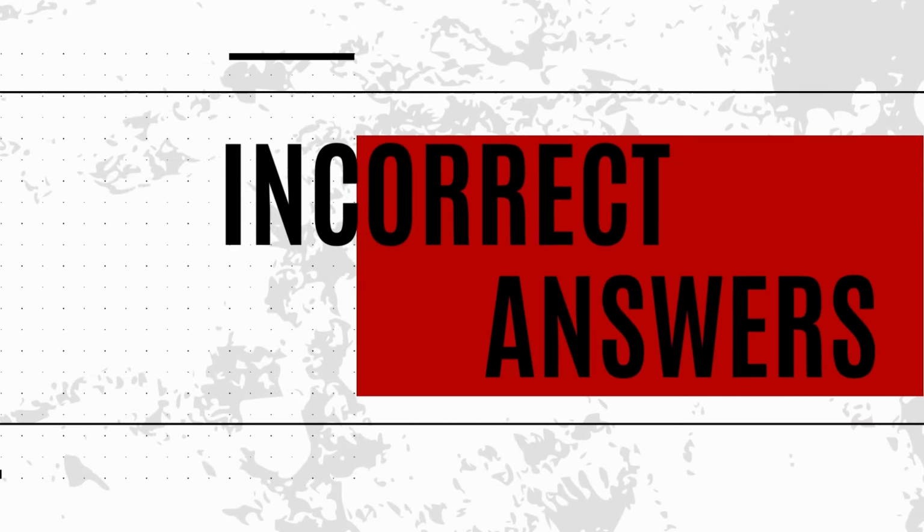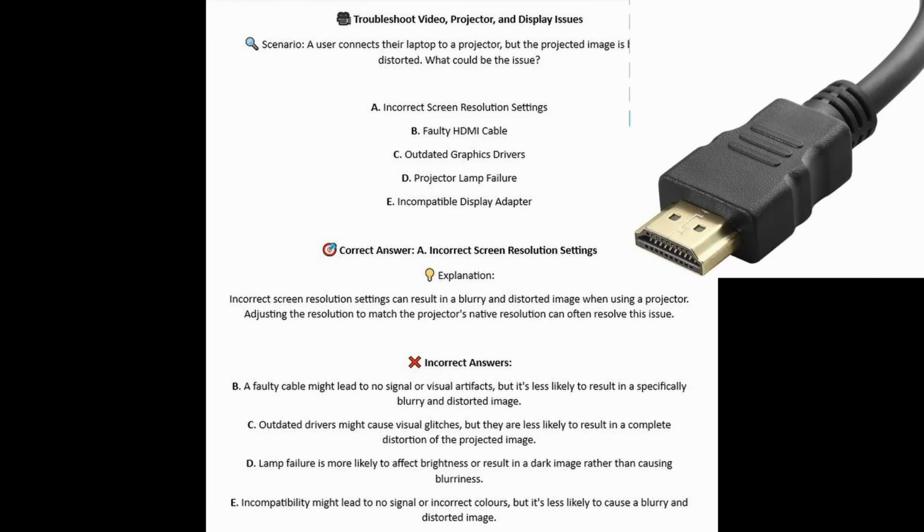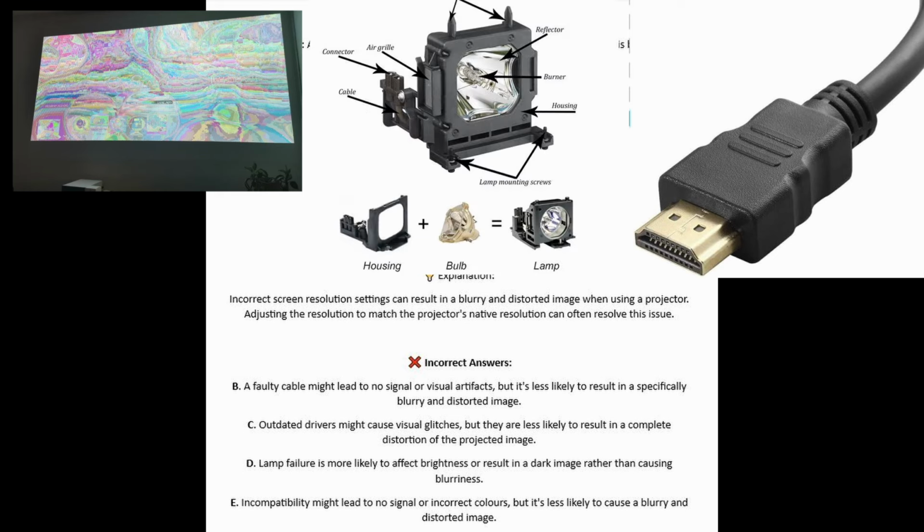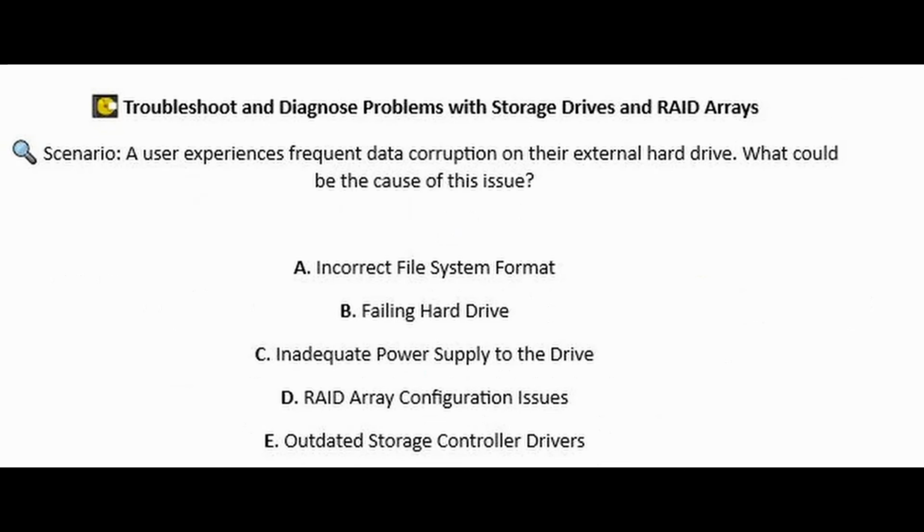And now for the incorrect answers, a faulty cable might lead to no signal or visual artifacts, but it's less likely to result in a specifically blurry and distorted image. Outdated drivers might cause visual glitches, but they are less likely to result in a complete distortion of the projected image. Lamp failure is more likely to affect brightness or result in a dark image rather than causing blurriness. And incompatibility might lead to no signal or incorrect colors, but is less likely to cause a blurry and distorted image. And for the next question of our exam, question number 5.